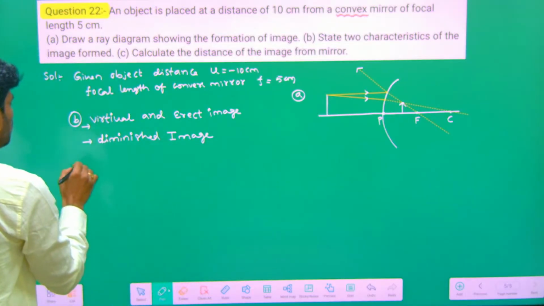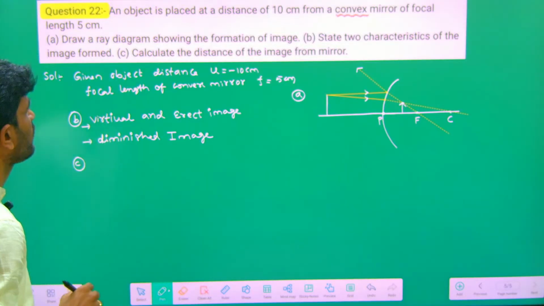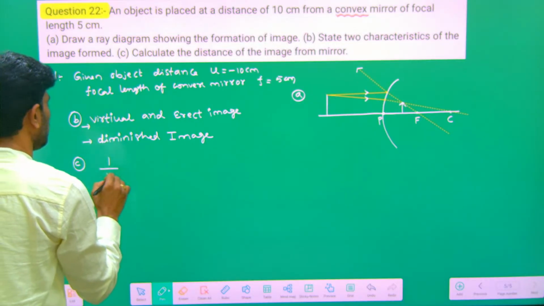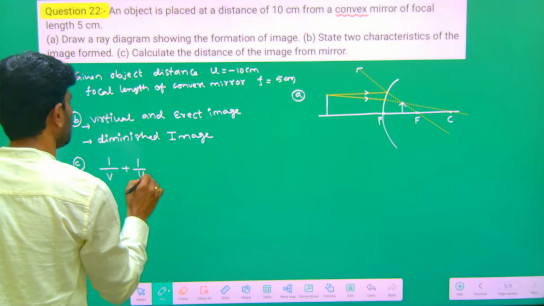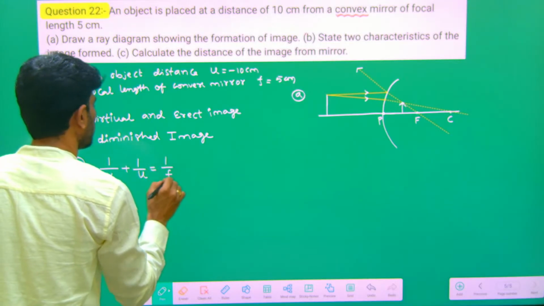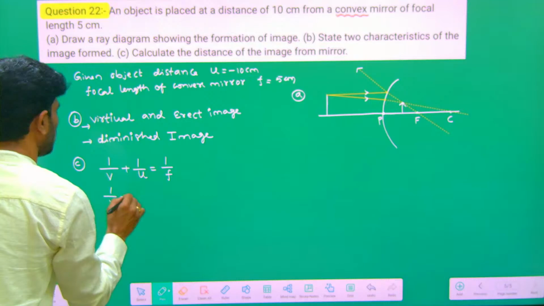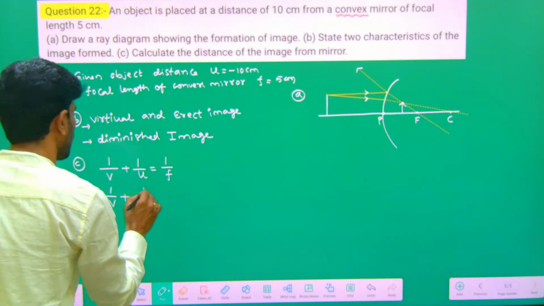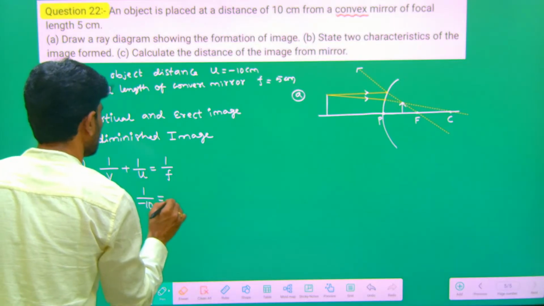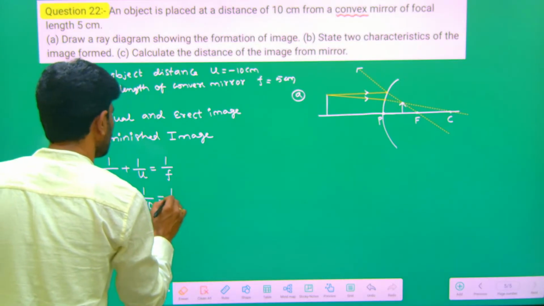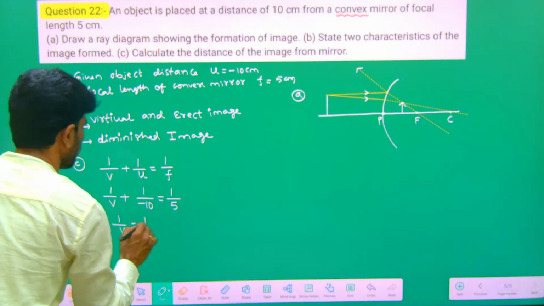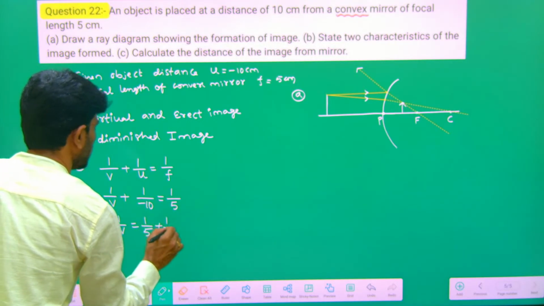Diminished image. Now C. Now in C what you have to find? You have to calculate the distance of the image formed. So here we use 1 by V plus 1 by U is equal to 1 by F. 1 by V plus, what is object distance? Minus 10. So 1 by minus 10 is equal to 1 by F. F is 5, so 1 by 5.